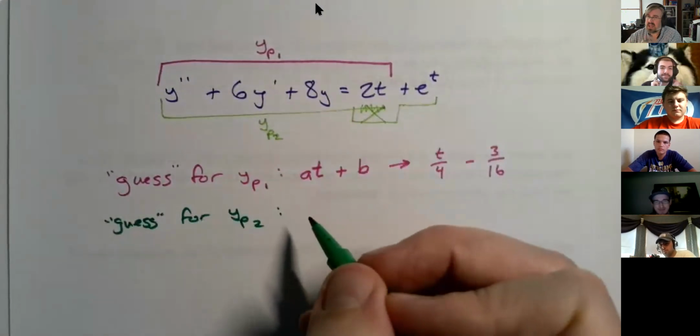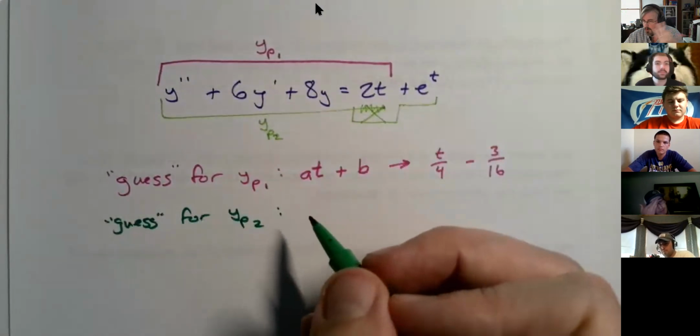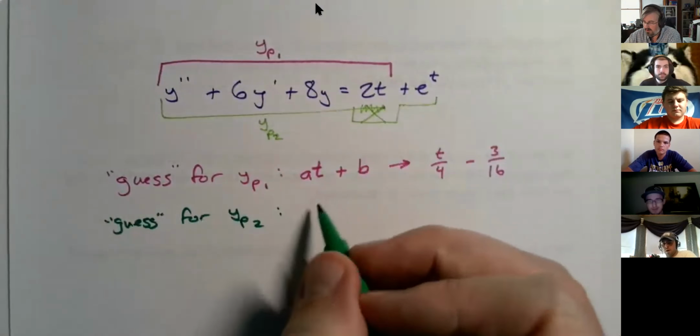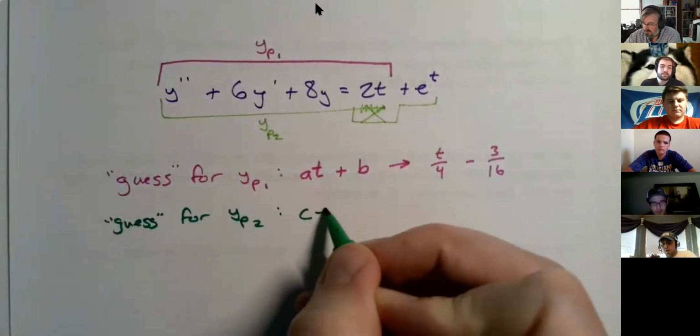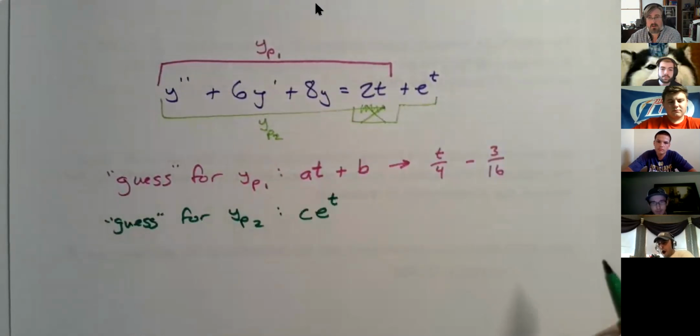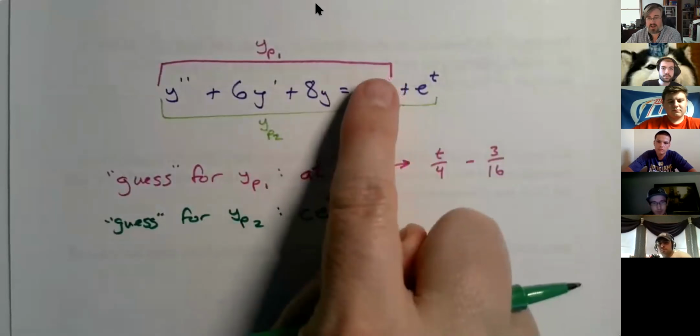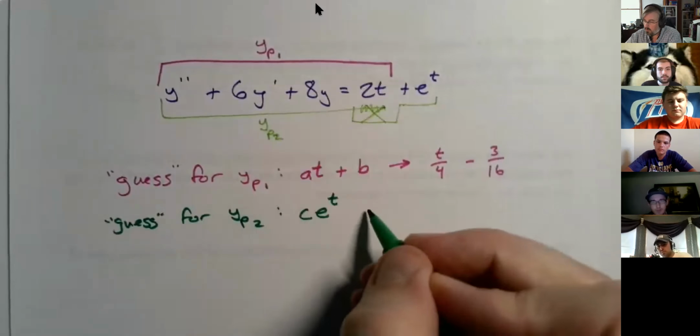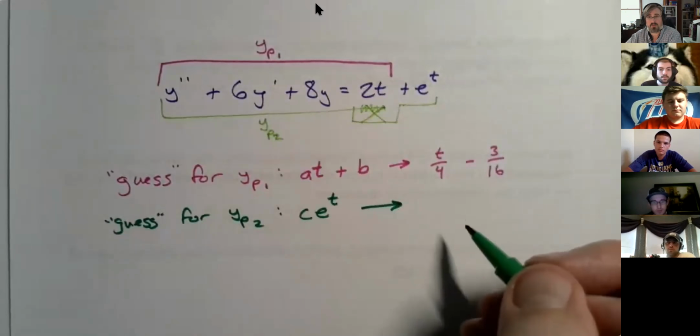So we could use A, or if you want to be thorough about it, you could use a completely different letter. So for example, I could say it's C times e to the t. And if that's what you guess, remember we're ignoring this 2t part. What does the C value turn out to be if that actually does work? What does it turn out to be?